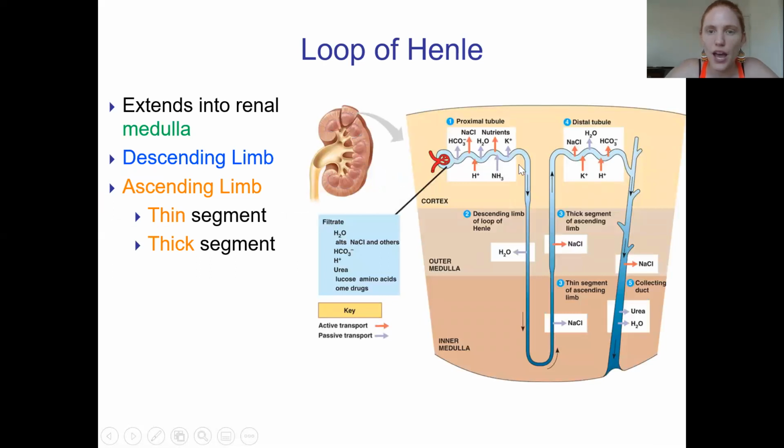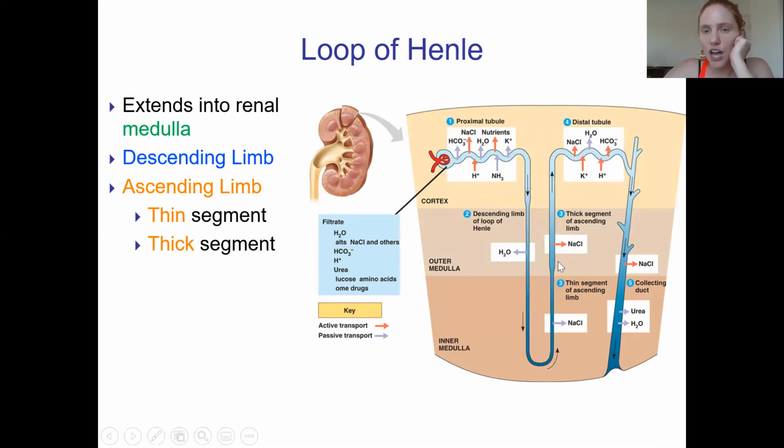Okay, so here we have this proximal convoluted tubule, and this structure right here is the loop of Henle, and it's a very sharp turn at the bottom. If you think about it, here's the flow of the filtrate. So here is your descending limb, and then here is your ascending limb. So we have a descending limb and an ascending limb, and they're right next to each other.